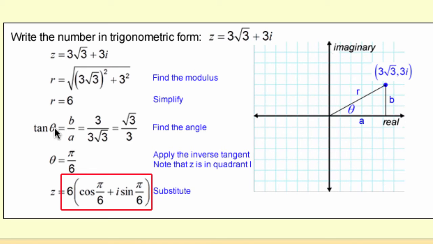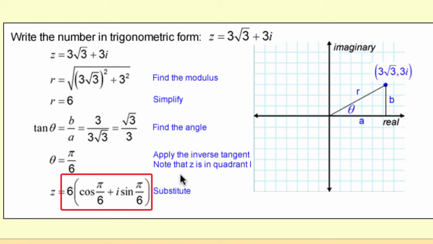Then you need to find theta, and what you do is you use inverse tangent, because you have the b and the a, which are the imaginary and the real. You divide those, and then tangent of theta is going to equal that ratio. In this case, it's square root of 3 over 3. So you do the inverse tangent of that, and you get exactly pi over 6.